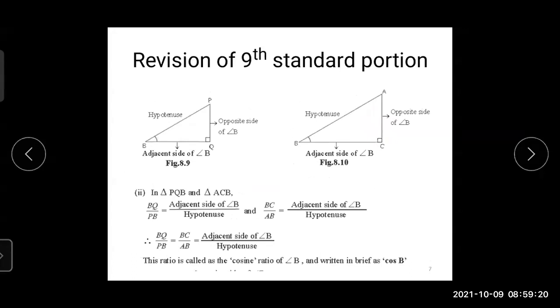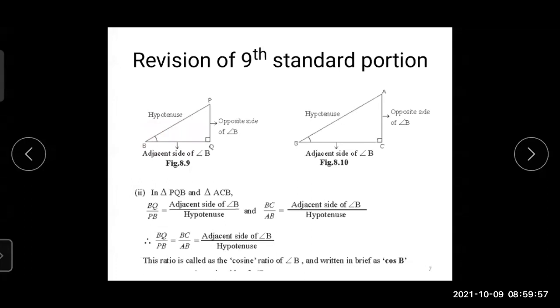Now next is cos. It is also known as cosine, but we should shortly denote it as cos. Now see here in triangle PQB, this is the opposite side of angle B and this is the adjacent side of angle B. This is the hypotenuse. So in this, the ratio will be adjacent upon hypotenuse. In sine, we have seen that it is opposite upon hypotenuse.